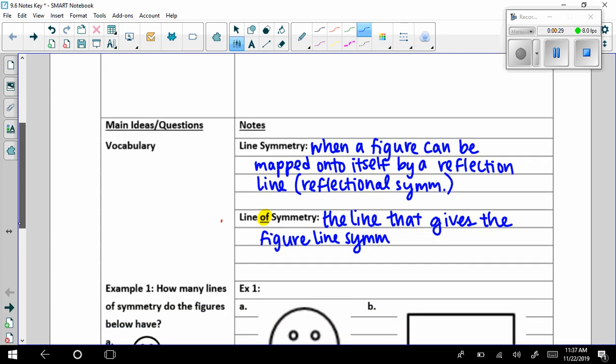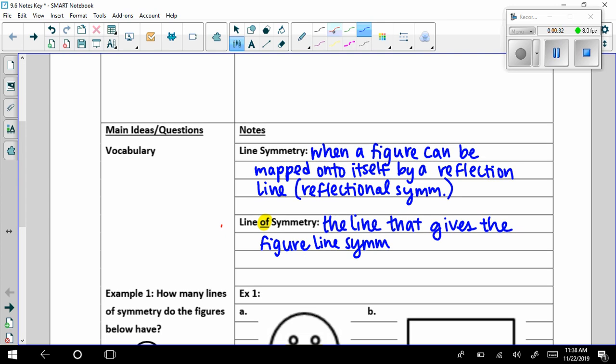Okay, and so first thing is just reviewing line symmetry. So remember, a line symmetry is when a figure can be mapped onto itself by a reflection. So some sort of reflectional symmetry, like when you're standing and looking in a mirror, or if you draw a line down the middle of your face. And then a line of symmetry is the line that gives the figure that symmetry.